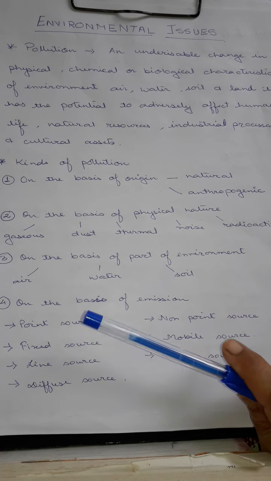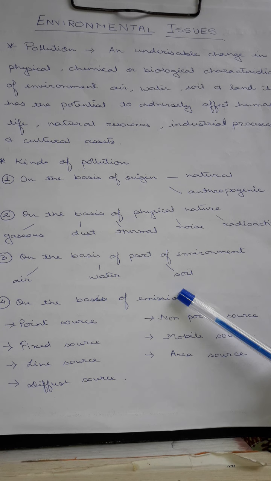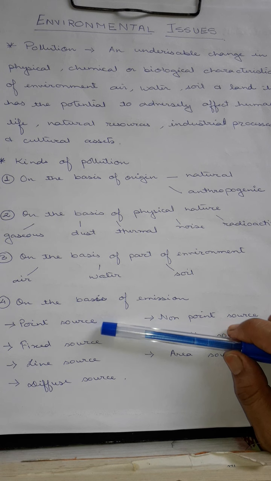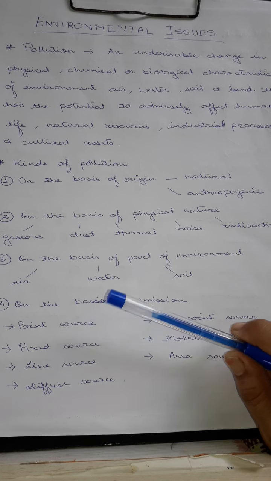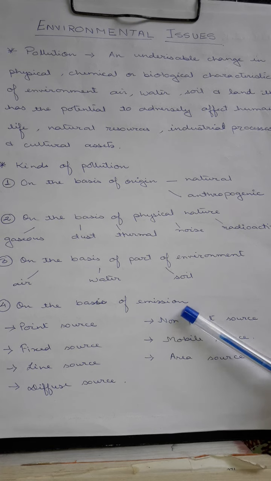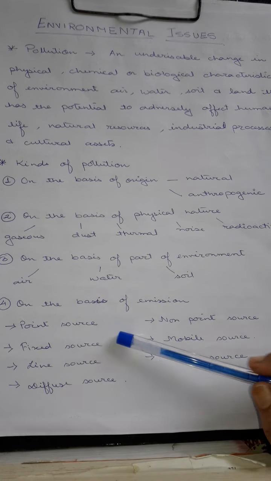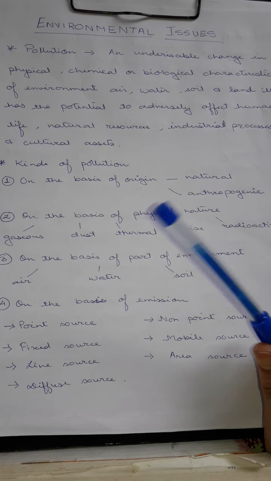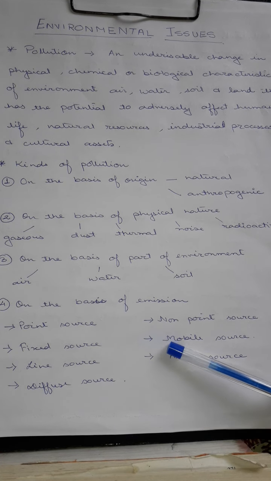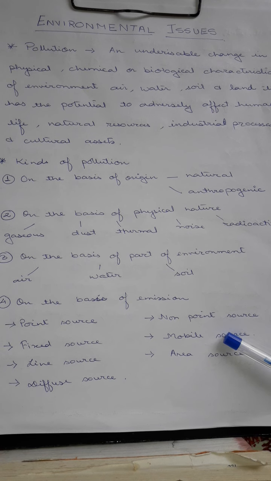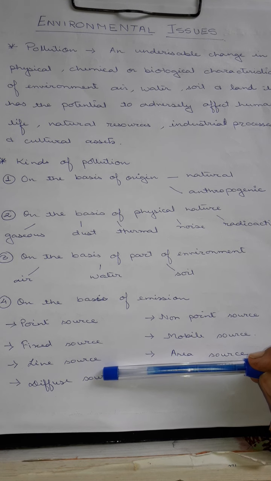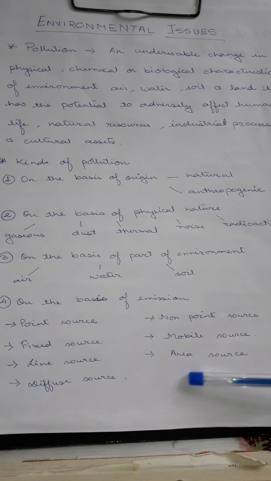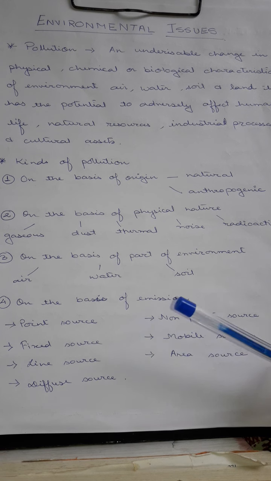Then on the basis of emission, meaning whatever is coming out. It may be point source, where the pollutants come out from one particular source, then it is known as point source pollution. Or non-point, that means it may come from many places and pollute the environment. Fixed source, where strictly a particular source gives out the pollutants. Mobile source, like automobiles, cars, vehicles. Line source, area source and diffuse source.